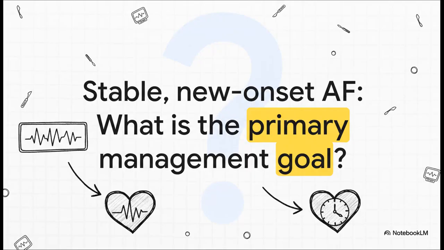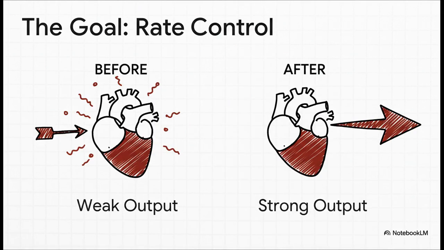Okay, next question. Let's switch gears to the most common arrhythmia we see. You have a stable patient who develops new onset AF during a case. What's your main therapeutic goal here? Are you going for rhythm control or rate control? In this acute perioperative setting, your goal is almost always rate control.